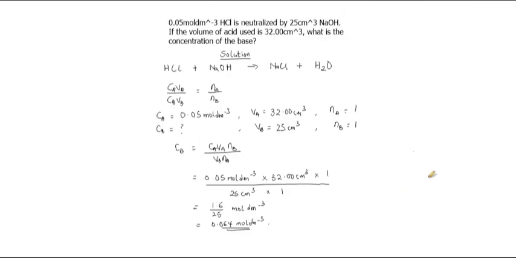So with what we just did now, we've gotten Cb, that is the concentration of the base, to be 0.064 mole per dm cube. Hence we can say that the concentration of the base used is 0.064 mole per dm cube, and that answers the question.